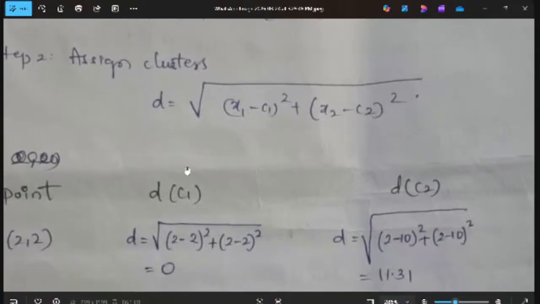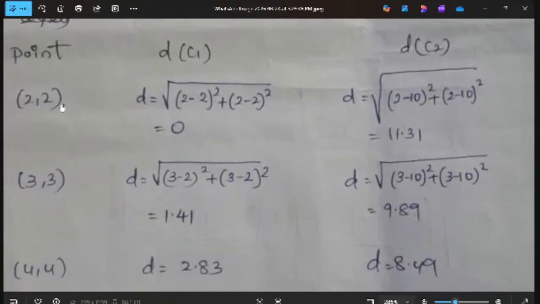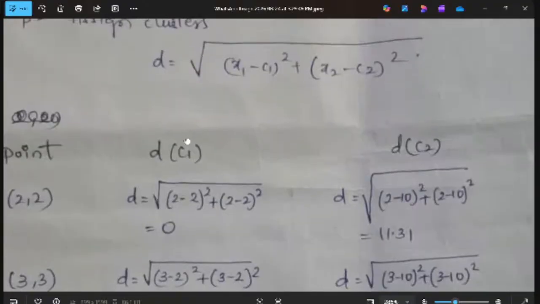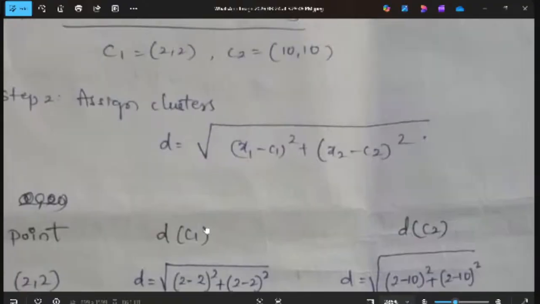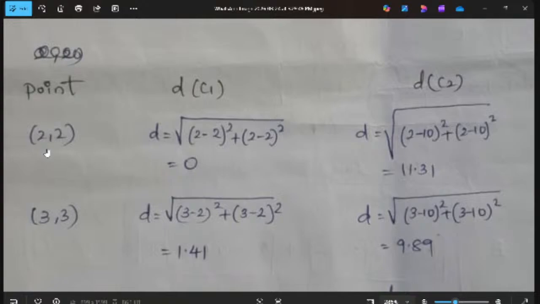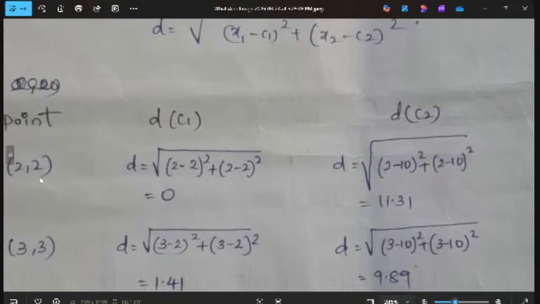Here, as it is 2D, the formula is the Euclidean distance formula. Observe here, we are taking each data point and calculating its distance to the cluster centroid. C1's centroid is 2, 2. The data point we are taking here is 2, 2. The answer will be 2 minus 2 whole square plus 2 minus 2 whole square.